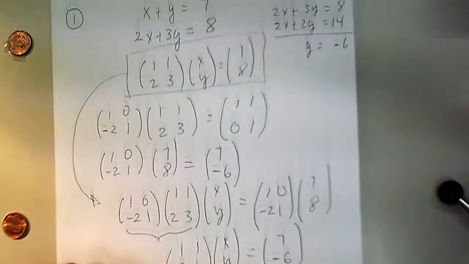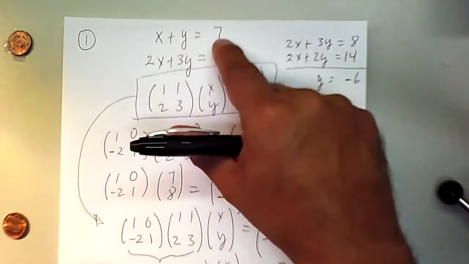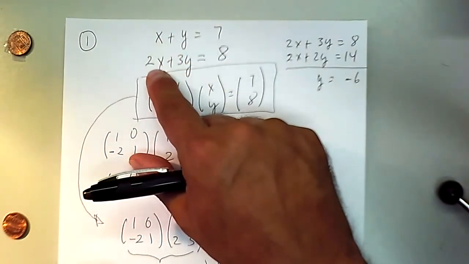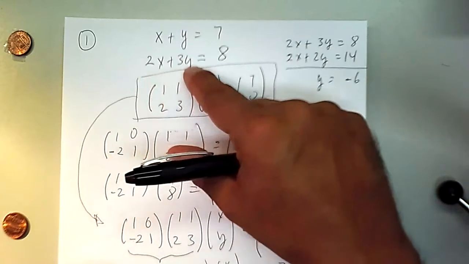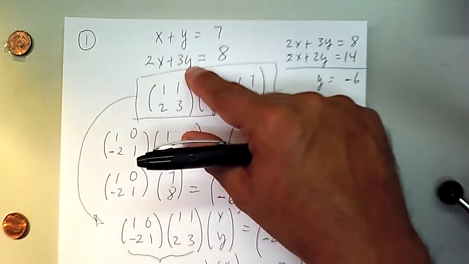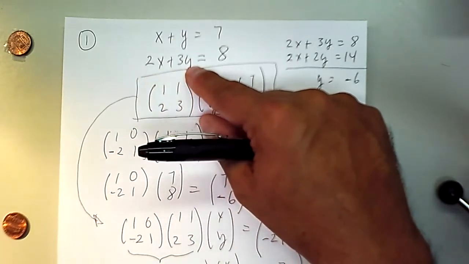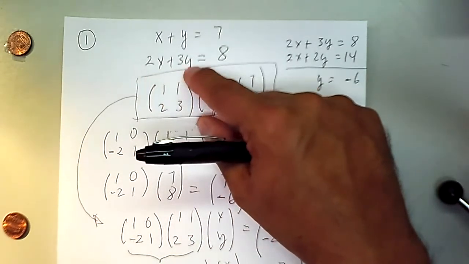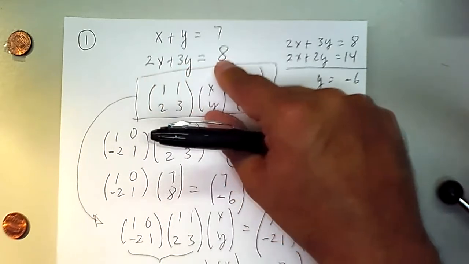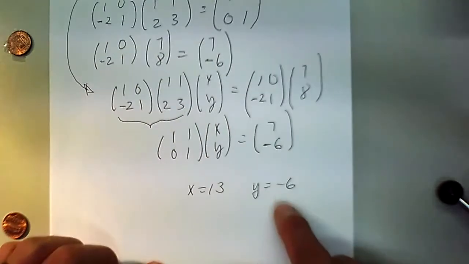Let's just make sure. 13 minus 6 is 7. 26 minus 18 is 8. Yeah, so that works.